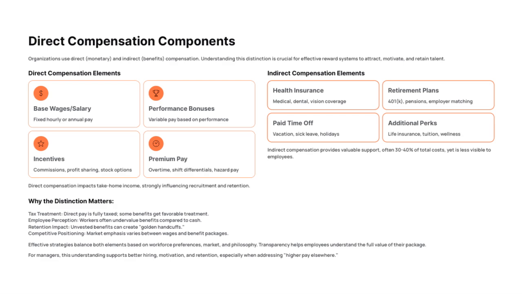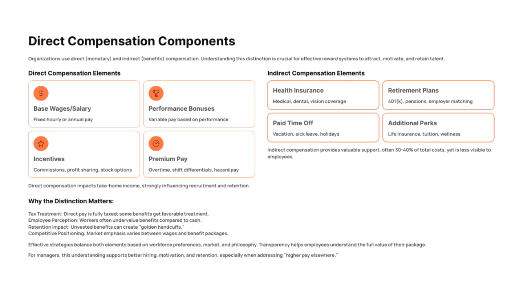When we think about our competitive position in the market, the emphasis on wages versus benefits varies depending on our industry and strategy. The distinction between direct and indirect compensation matters because indirect compensation, things like life insurance, tuition reimbursement, wellness programs, vacation, sick leave, holidays, and retirement plans, can represent 30 to 40% of total costs, yet it's often less visible to employees. These benefits provide valuable support that enhances overall job satisfaction.